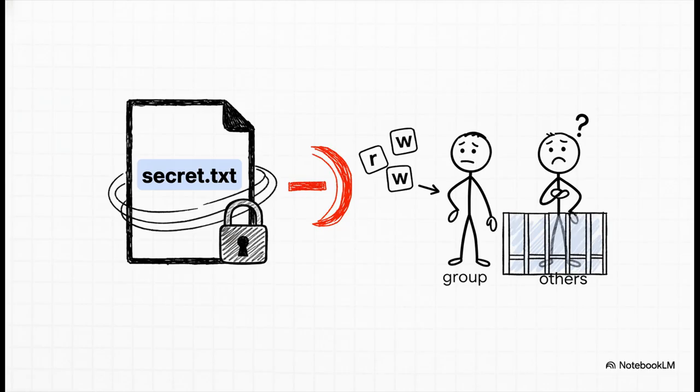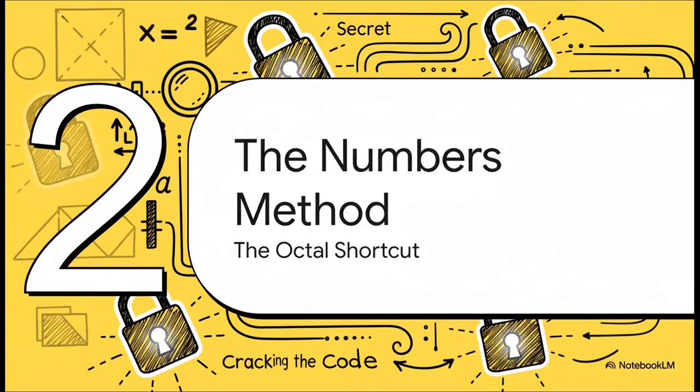It's a fantastic way to lock down your sensitive info. All right, so you've got the hang of the letters and symbols. Now let's check out the pro way, the numbers method. I know, it might look a little cryptic at first glance, but once you crack this code, it is an incredibly fast way to set all the permissions you want in one single shot.